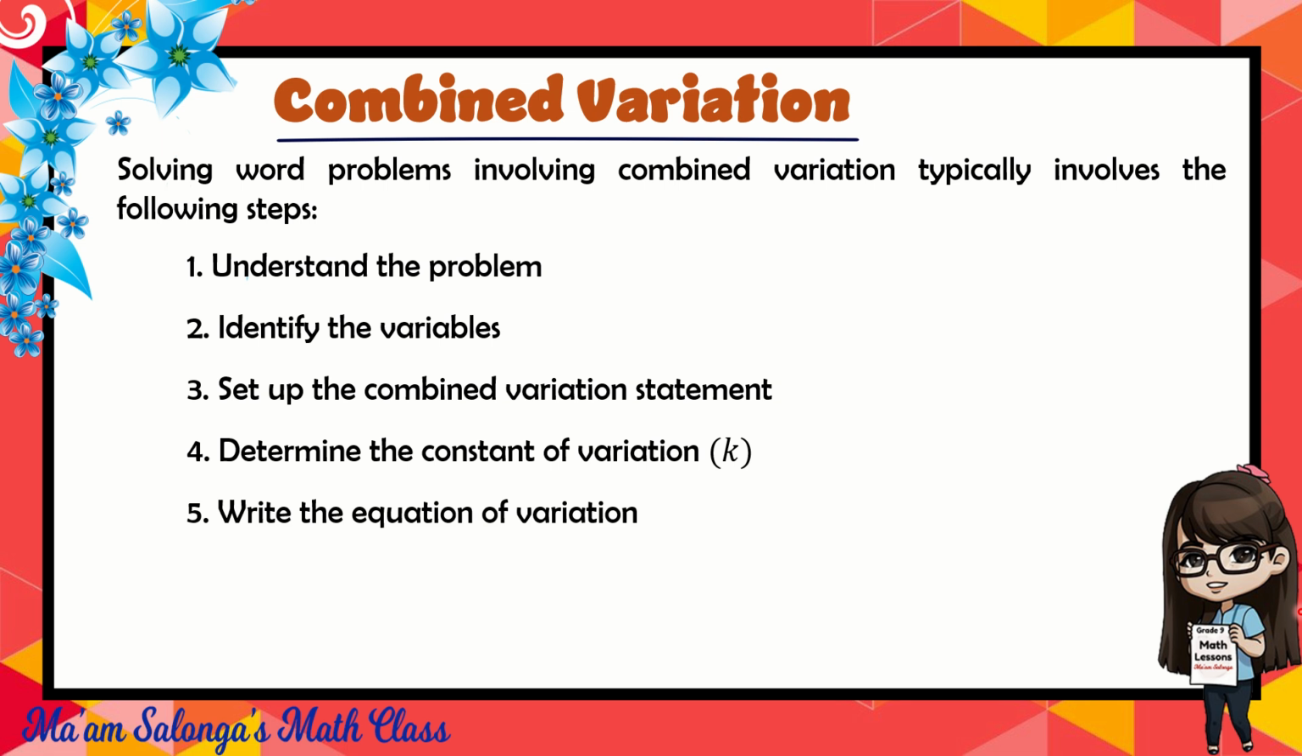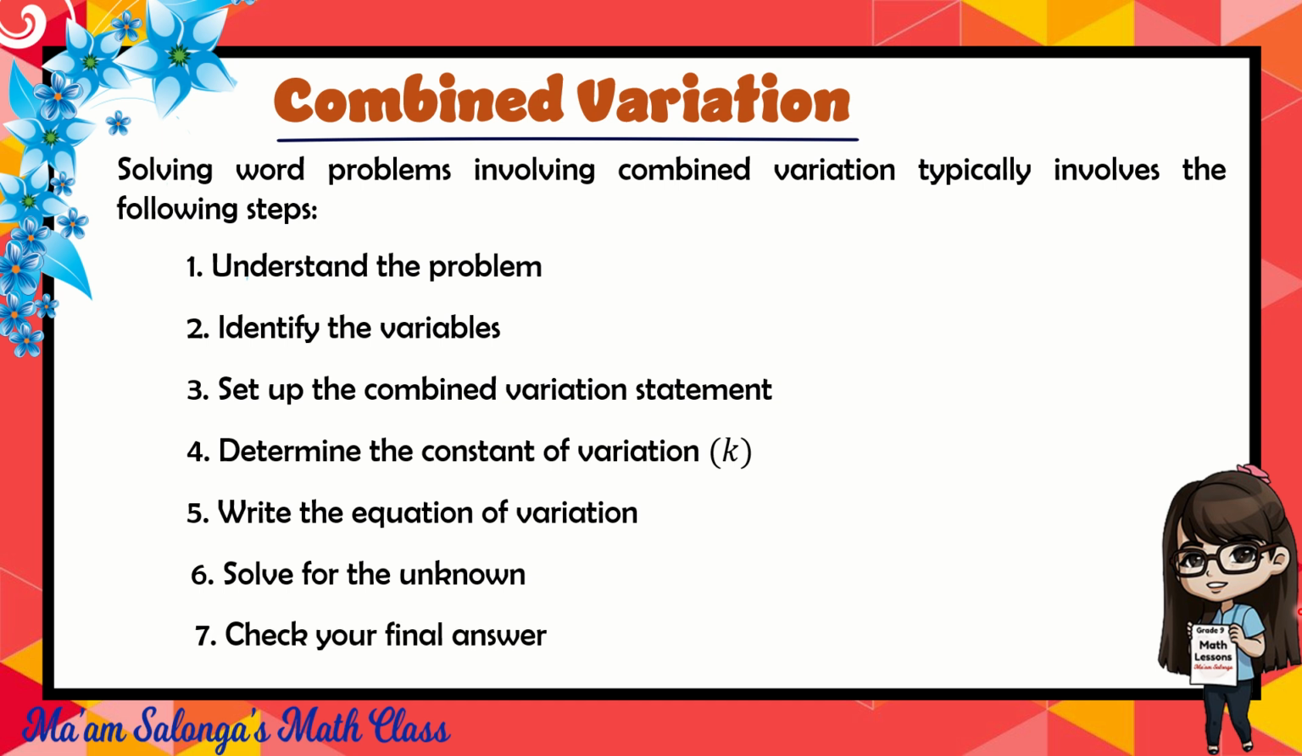Number 5, write the equation of variation. Once you have determined the value of k, substitute it back into the combined variation statement, and this will give you the specific equation of variation for the problem. Number 6, solve for the unknown. Use the equation of variation to solve for the unknown variable, and this might involve algebraic manipulation, substitution, or solving equations. Lastly, check your final answer.